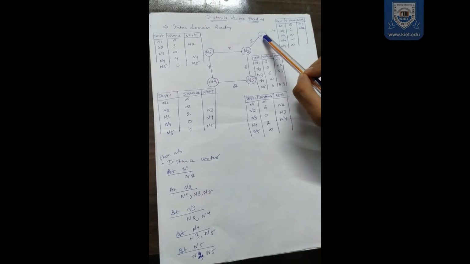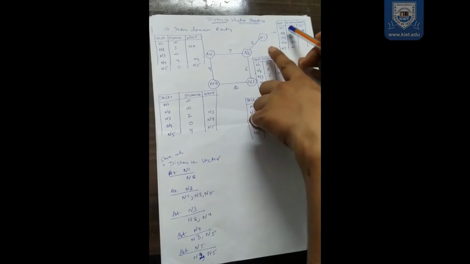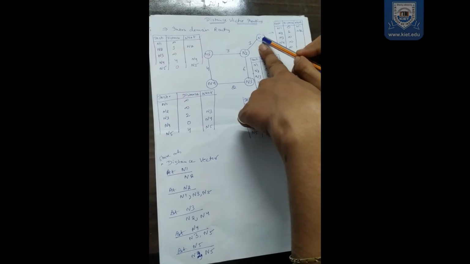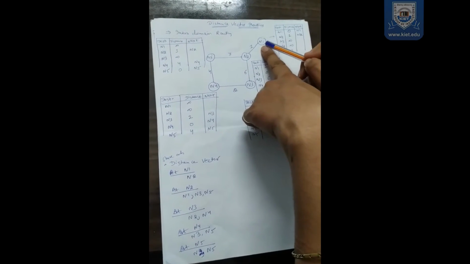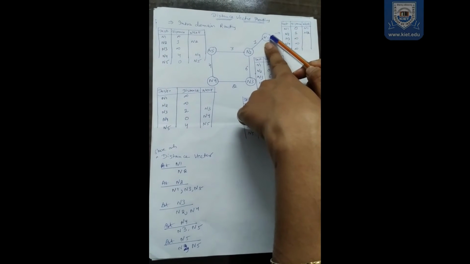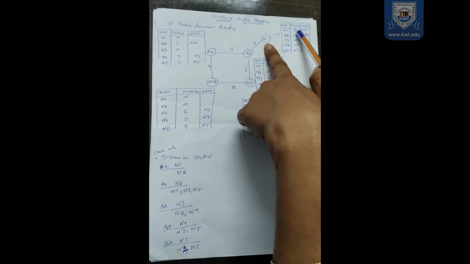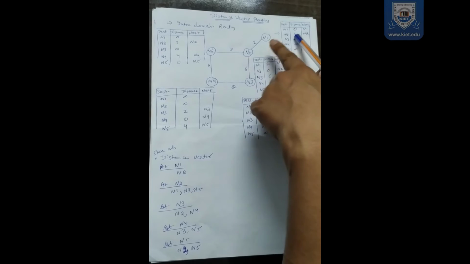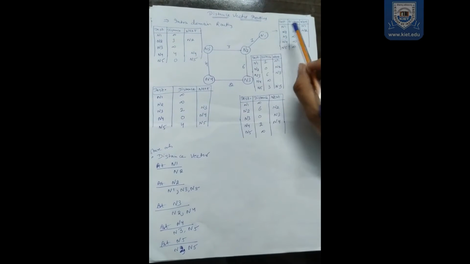Like the destination in the node, the present node is N1. So in the first point, N1 will calculate the distance with itself only. So N1 will calculate the distance from N1. The distance of N1 to N1 is 0. The distance of N1 to N2 is 1.